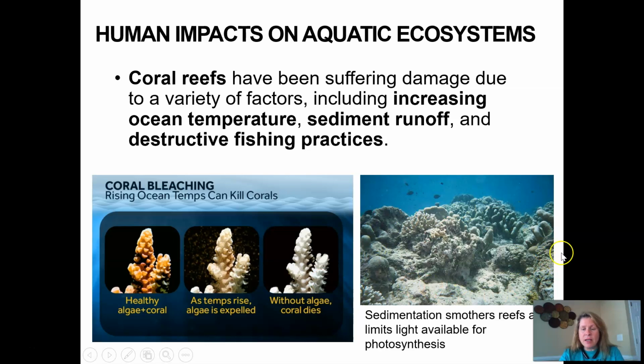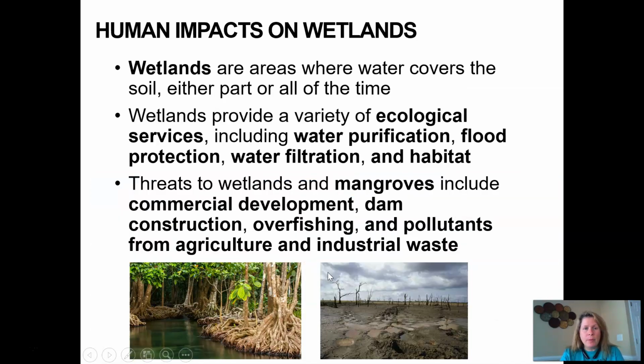Another, as we send sedimentation into the ocean, it literally smothers the reef. And then also, as we have seen pH changes, that's not on here, as we've seen ocean acidification, that has also contributed to some of this expelling the algae and seeing coral bleaching happen.